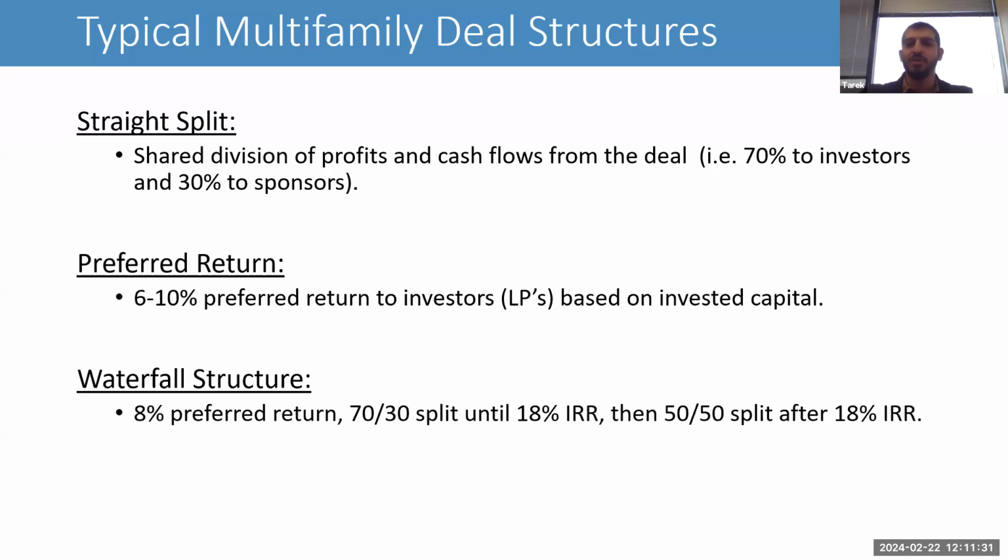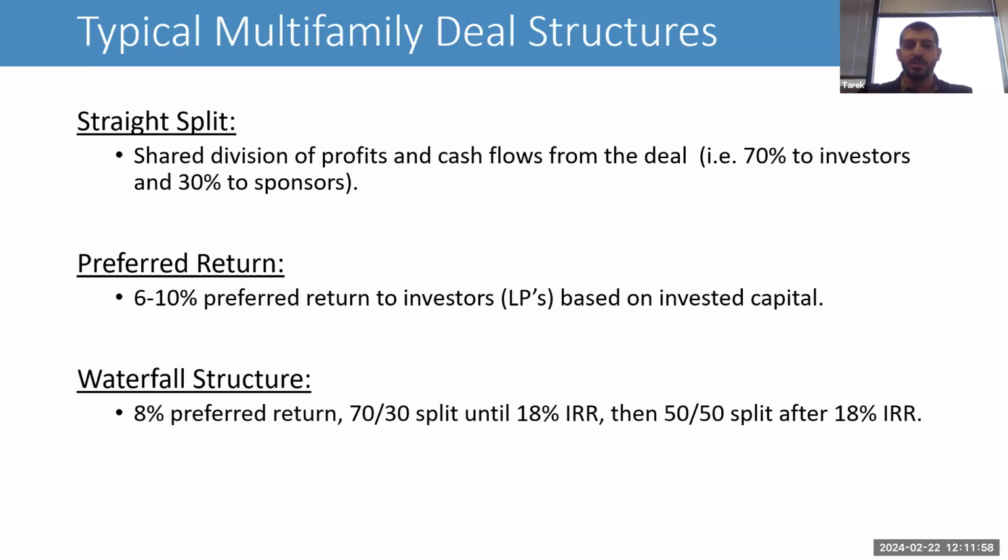And really, however you structure the deal, the overarching name for the view of it is called a waterfall structure. People ask you, what is the waterfall? A very typical deal in our world may be 8% preferred return, followed by a 70-30 split until the deal hits 18% in IRR, internal rate of return, and then thereafter a 50-50 split up until basically exceeding the 18%. So let me give you a breakdown of what that means.